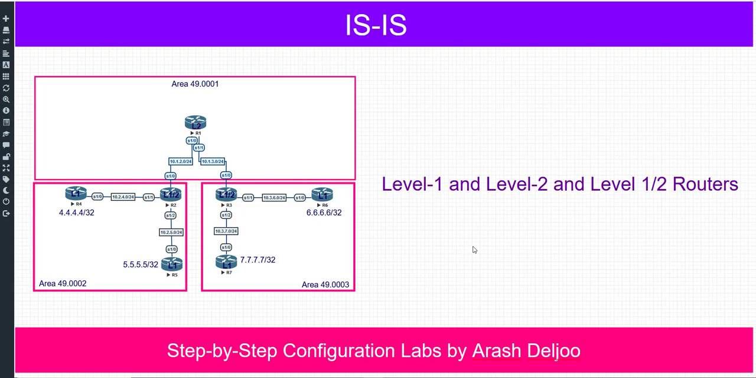Actually, in this scenario we learned about level 1, level 2, and level 1-2 routers configuration. In level 1 and level 2 routers, we don't need to configure the ISIS circuit type, because when we configure a router as level 1 or level 2, it means that all interfaces are level 1 or level 2 respectively. But in level 1-2 routers, we need to configure the ISIS circuit type on each interface, and we should say which interface is a level 1 interface, level 2 interface, or level 1-2 interface.